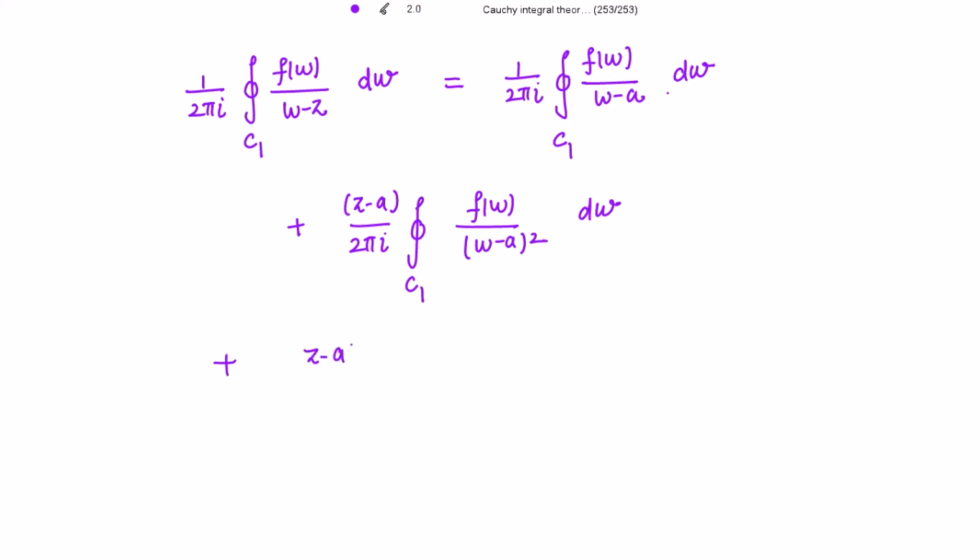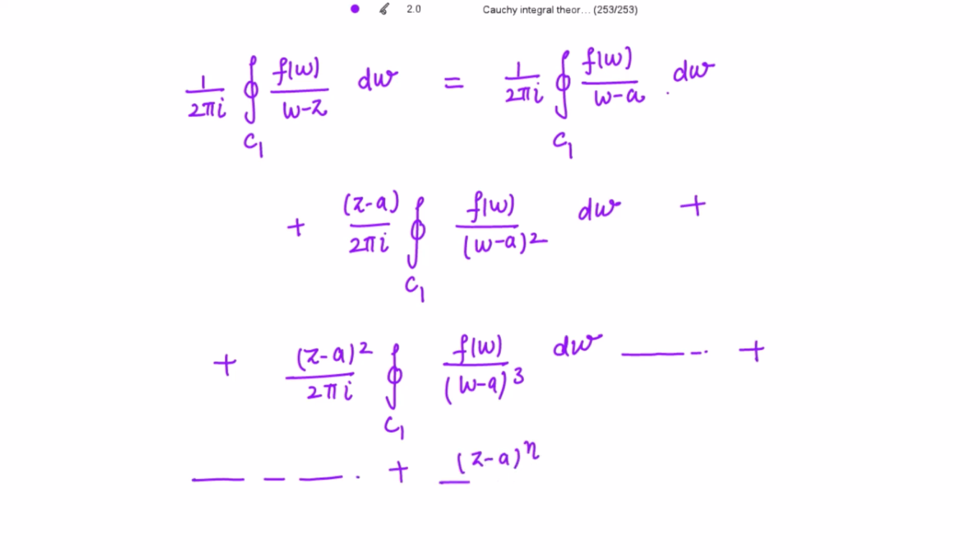Okay. Similarly, the third term becomes z minus a whole square divided by 2 pi iota integration over the circle C1 f of w divided by w minus a whole cube dw, right? So on we will reach z minus a the power n divided by 2 pi iota integration over the circle C1 f of w divided by w minus a the power, if I am having 2 over here, I am having 3 over here, 1 plus. So if I am having n over here, there should be n plus 1, dw. Is it okay? Fine? Yes. Then plus further so on. Please mark this as 2.